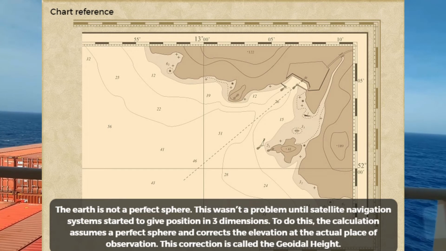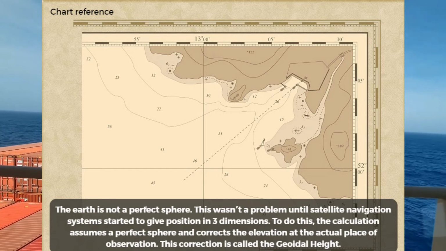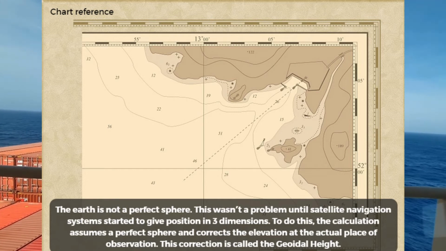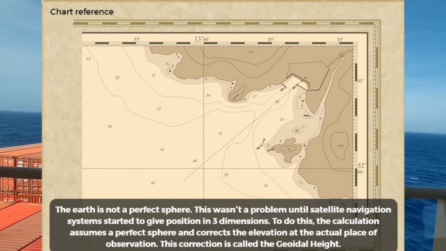The Earth is not a perfect sphere. This wasn't a problem until satellite navigation systems started to give positions in 3 dimensions. To do this, the calculation assumes a perfect sphere and corrects the elevation at the actual place of observation. This correction is called a geoidal height.